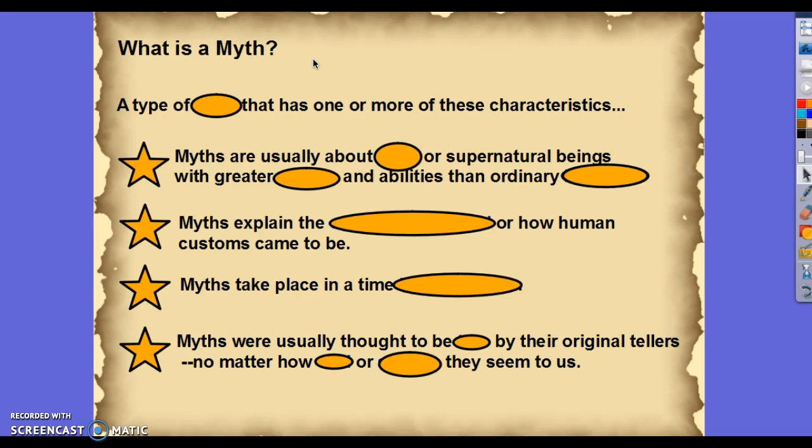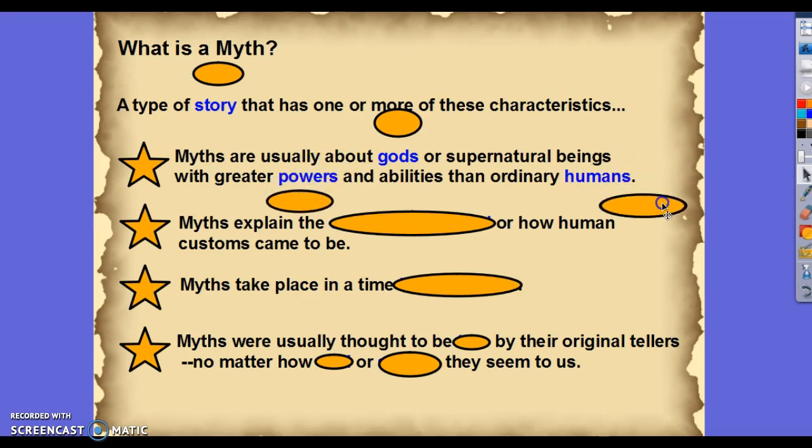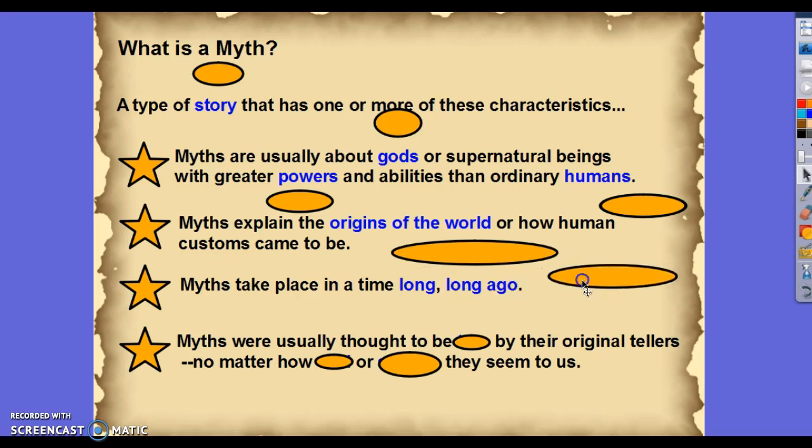So what exactly is a myth? A myth is a type of story that has one or more of these characteristics. So we're going to go through a couple characteristics, and typically this is what a myth is. Myths are usually about gods or supernatural beings with greater power and abilities than ordinary humans. Myths explain the origins of the world or how human customs came to be. Myths take place in a time long, long ago.